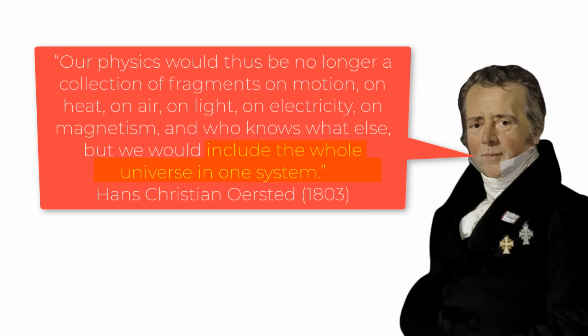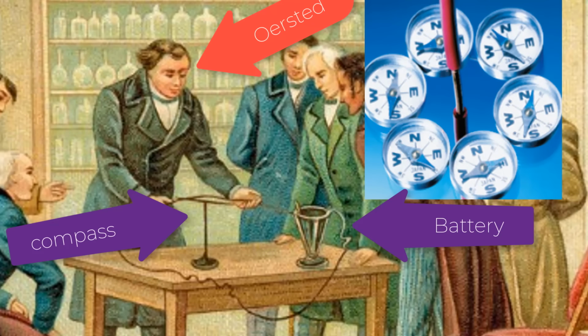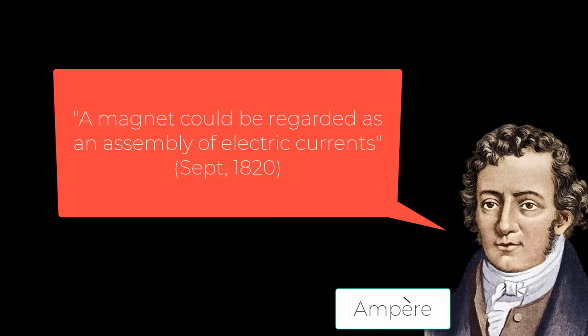But instead he wanted to determine a way to include the whole universe in one system. Ørsted was beyond delighted when in May of 1820 he found a link between electricity and magnetism, when he discovered that a current in a wire would move a magnetic compass needle to point around the wire, which he published in July of 1820. As soon as a French polymath named André-Marie Ampère heard about it, he immediately decided that if electricity could move one magnet, maybe all magnets are electric.